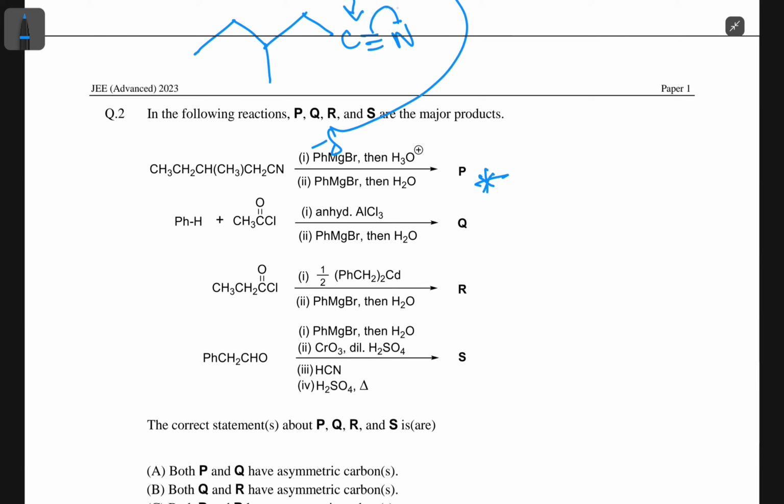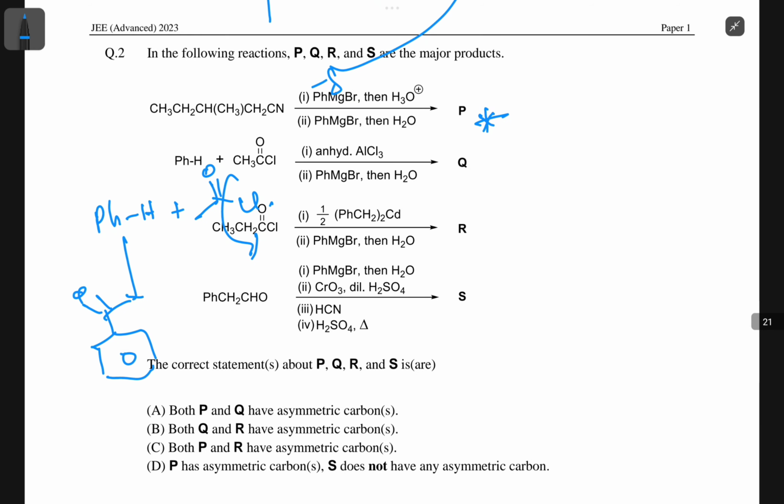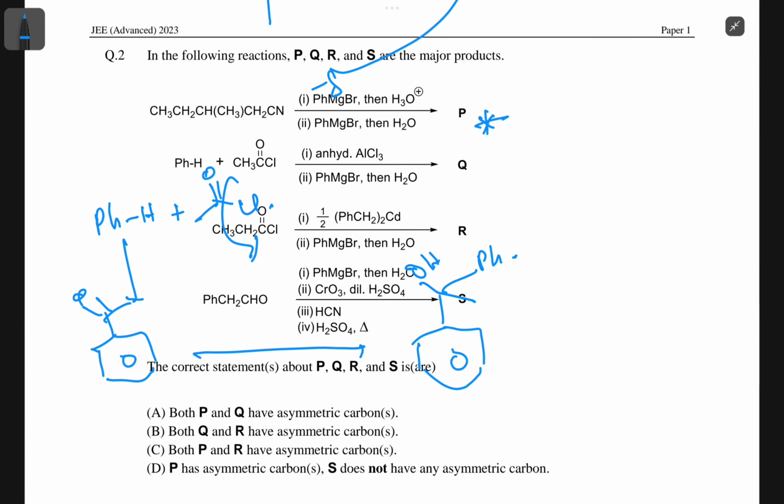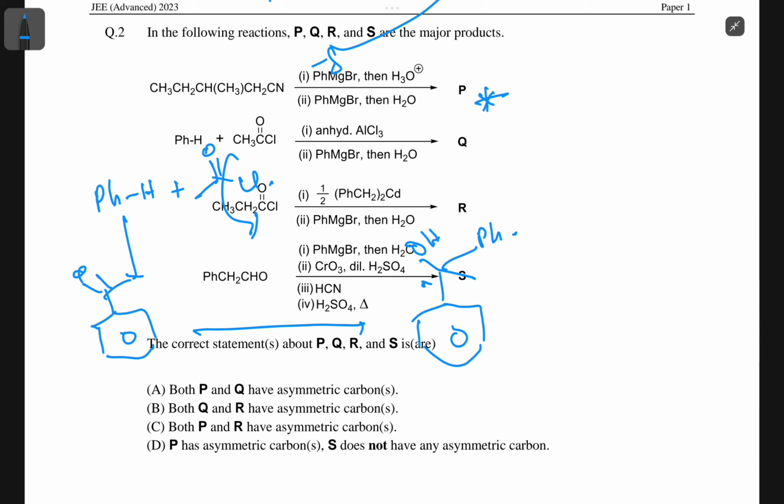So the other one is just PhH plus this. So obviously this is Friedel-Crafts alkylation, and you can see that this would just be acetophenone, right? Acetophenone, and then PhMgBr, H2O. Very easy. So clearly you can see that this is not chiral, because this is also Ph and this is also Ph. So this is wrong. Q should be symmetrical, right?